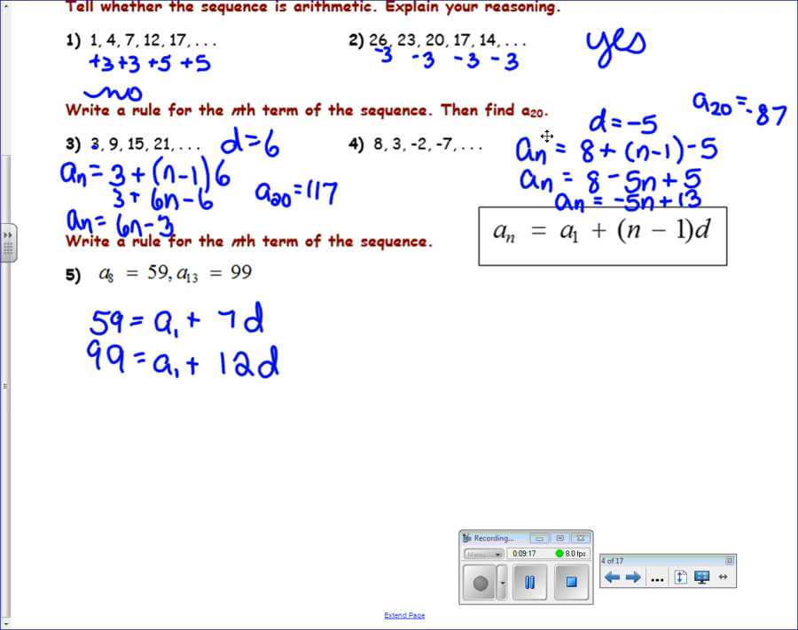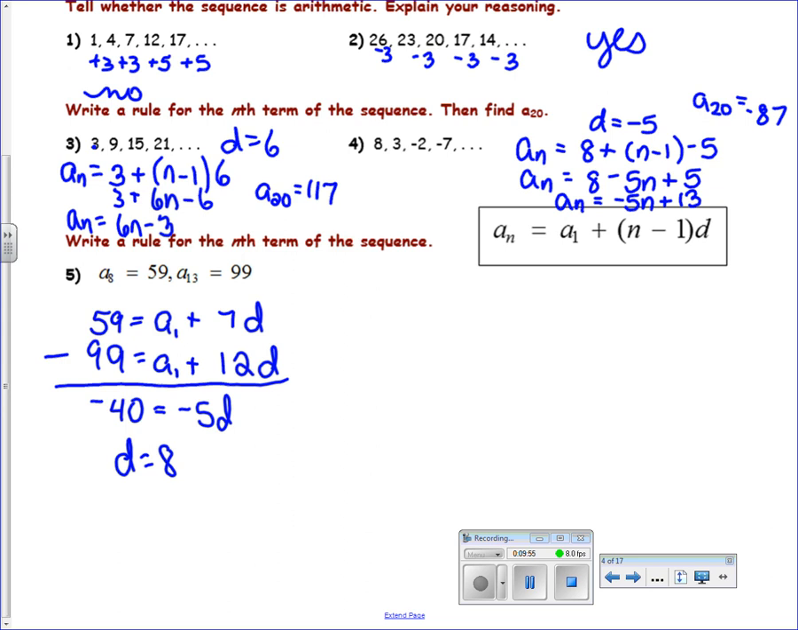Anybody have an idea what we're going to do with this thing? This is a system of equations. Remember doing systems of equations? We're going to subtract it. If we subtract, what's going to happen to my A1s? They're going to go away, right? So then what's 59 minus 99? So negative 40. And then if I subtract this, I'll get negative 5D. Divide by negative 5, what's D? 8.